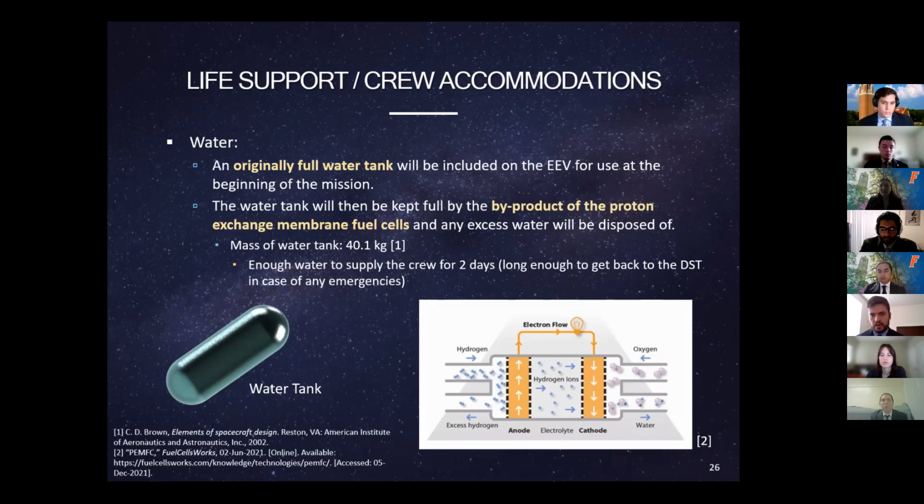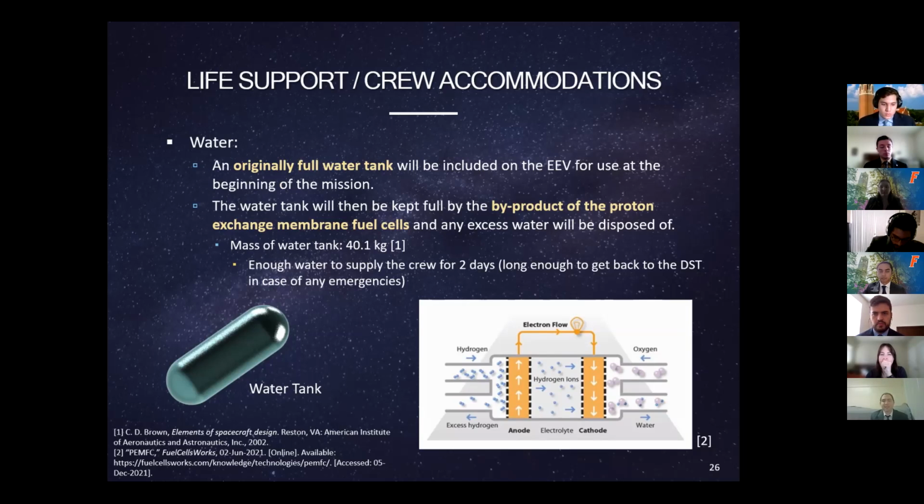And for water, we have an originally full water tank on the EEV, so when the astronauts begin their mission, they have water that they can use. And then that water tank will be kept full from the byproduct of the proton exchange membrane fuel cells that we'll be using for power. And these fuel cells are so efficient that there's going to be excess water. So this excess water will just be disposed of off the EEV.